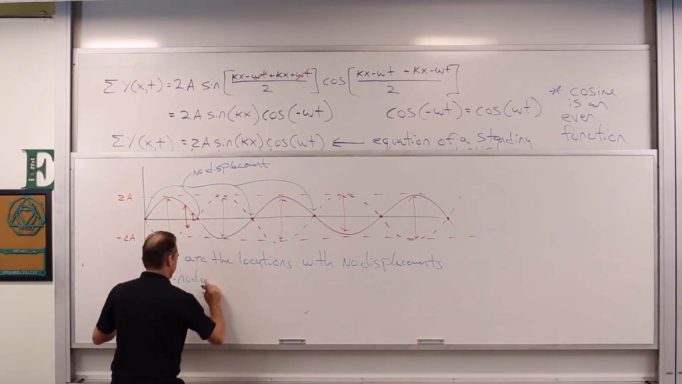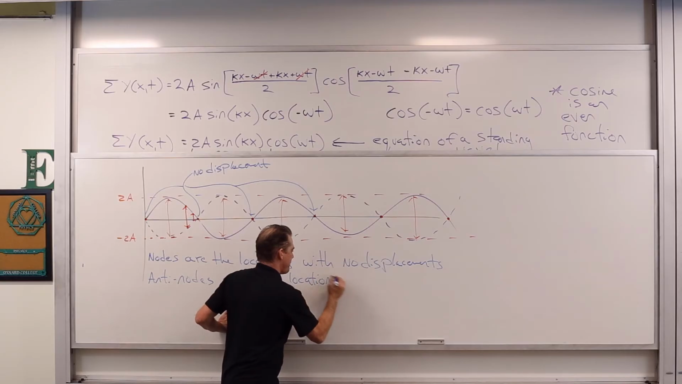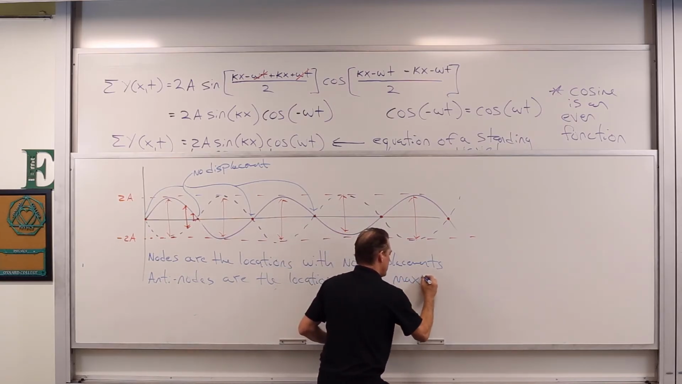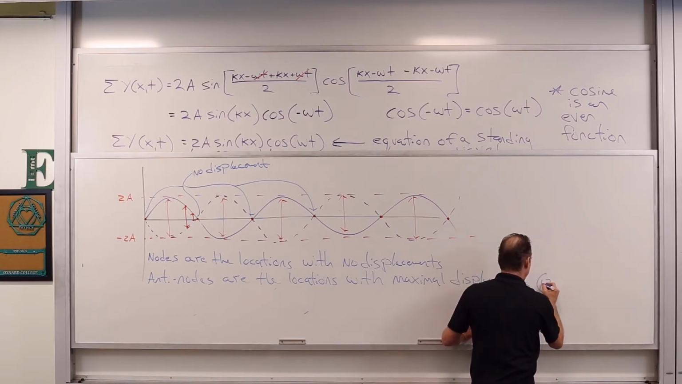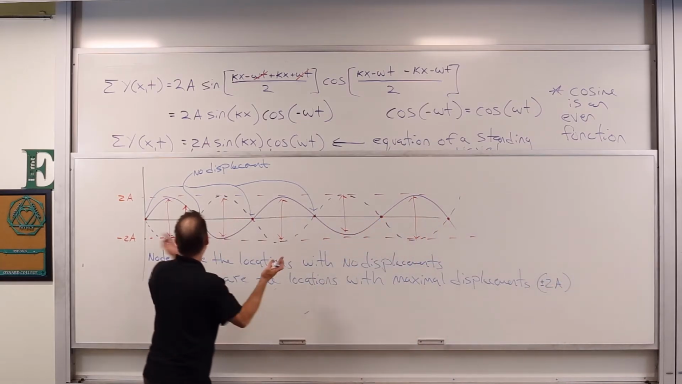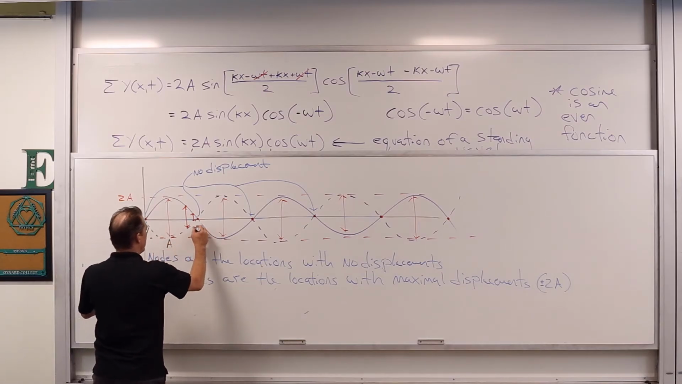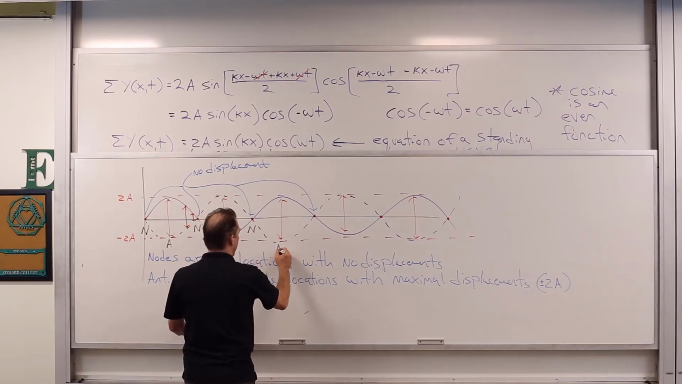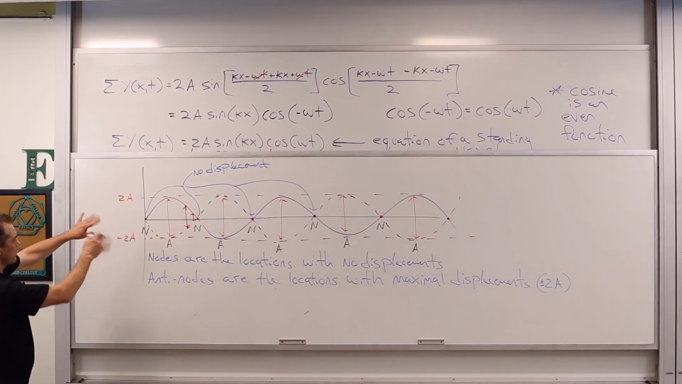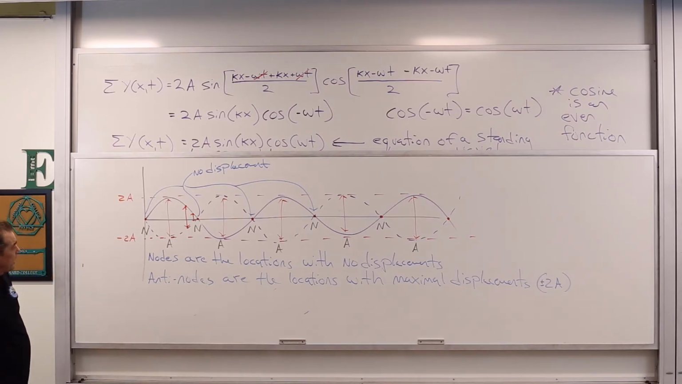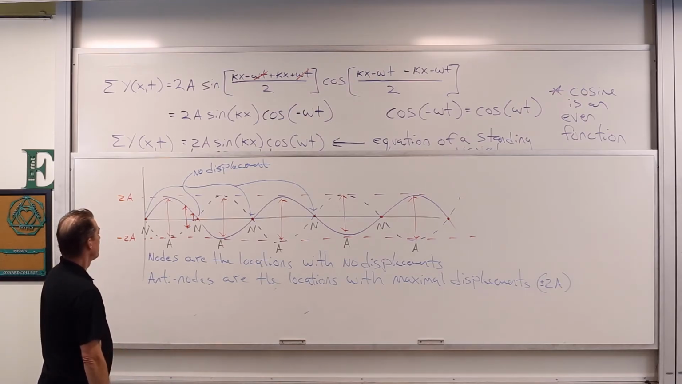So what we tend to do here is name these specific locations. So we've got nodes, which are the locations with no displacement. Then antinodes are the locations with maximal displacements. That would be plus or minus 2a. Then we have everything in between.